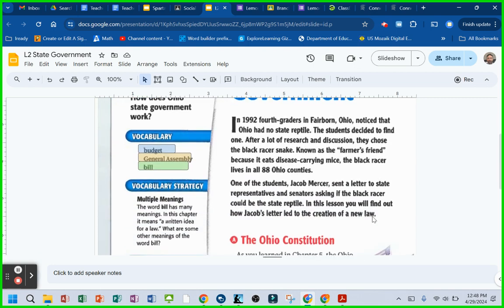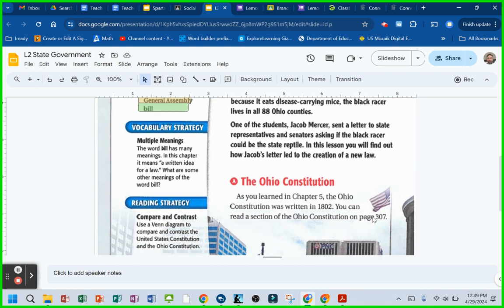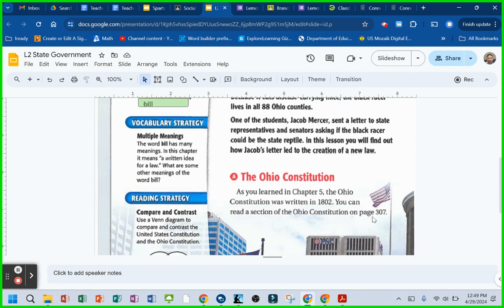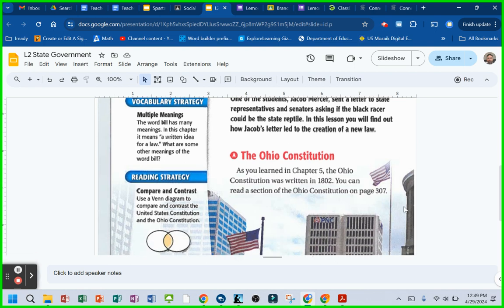In 1992, fourth graders in Fairborn, Ohio, noticed that Ohio had no state reptile. The students decided to find one. After a lot of research and discussion, they chose the black racer snake, known as the farmer's friend because it eats disease carrying mice. The black racer lives in all 88 counties. One of the students, Jacob Mercer, sent a letter to state representatives and senators asking if the black racer could be the state reptile.